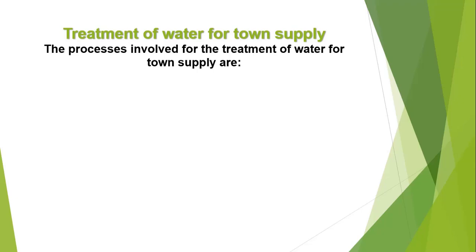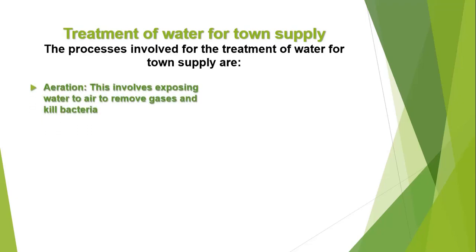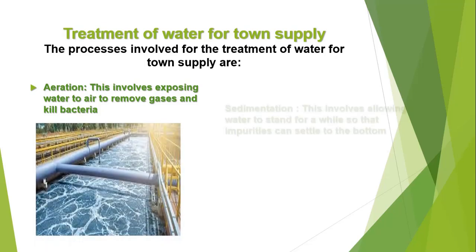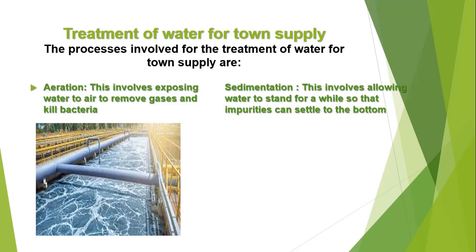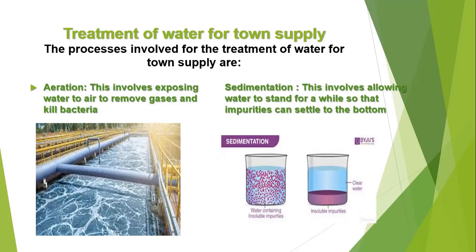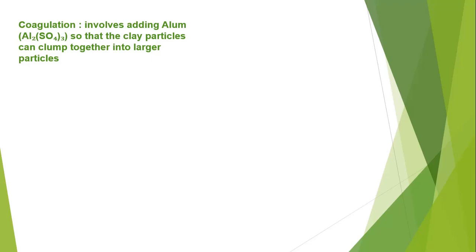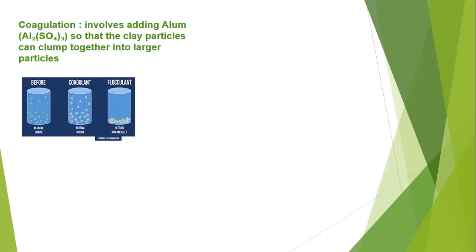Now, this water that we get from the oceans and seas undergoes some processes before it is transferred into our homes. These processes are what we call the treatment of water for town supply. The first stage is aeration, which involves exposing water to air to remove gases and kill bacteria. After aeration, sedimentation occurs, which involves allowing water to stand for a while so that impurities can settle to the bottom. After sedimentation, coagulation takes place, which involves adding alum so that the clay particles can clump together into larger particles.